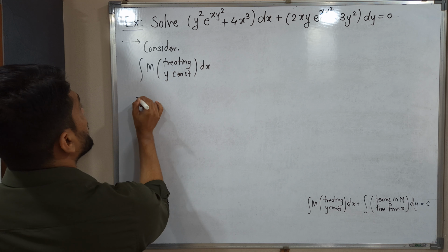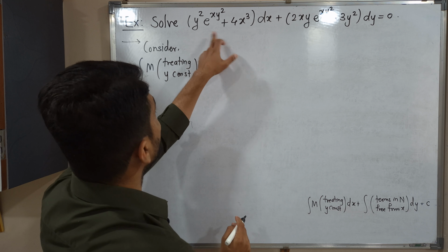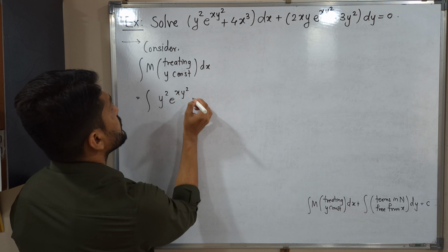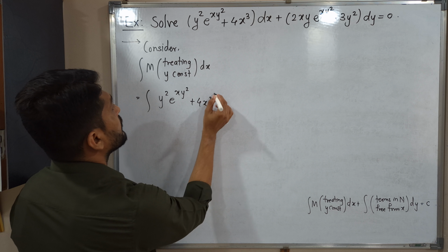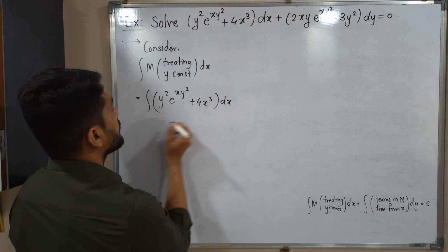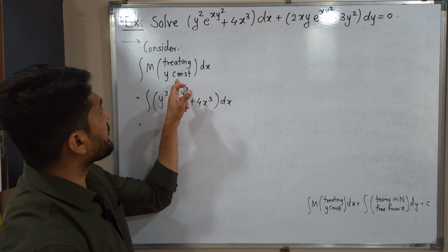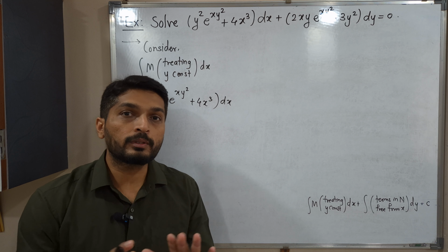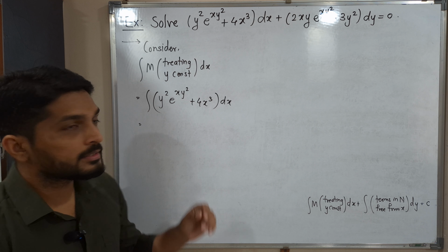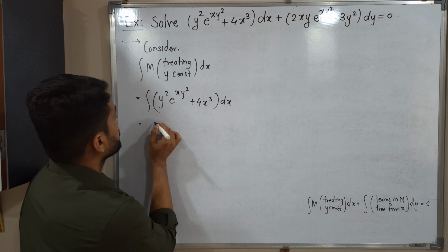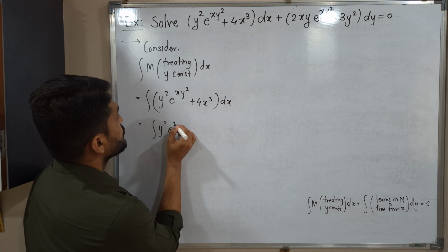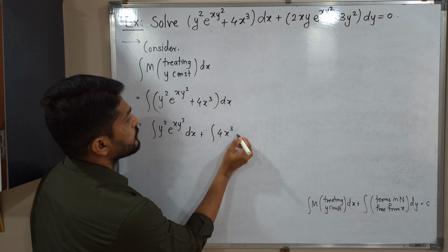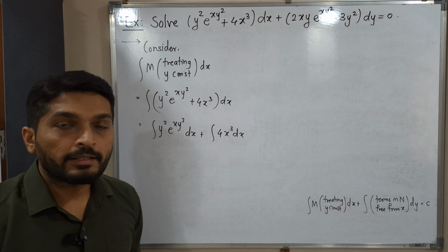Okay, so that means we have to integrate M. What is my M? This first bracket is my M: y square e raised to xy square plus 4x cube, dx. So now I'm going to integrate. In bracket we mentioned, treating y constant. That means if you have any y or any function of y, you have to consider it as a constant. Addition is there, so I can take separate integrations: integration of y square e raised to xy square dx plus integration of 4x cube dx. Always I take constants outside.